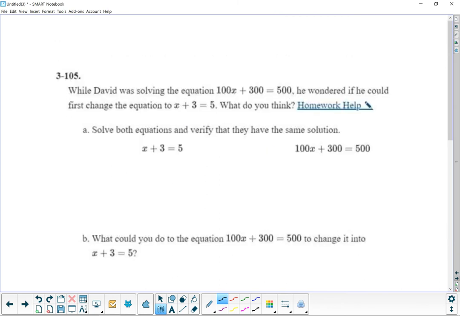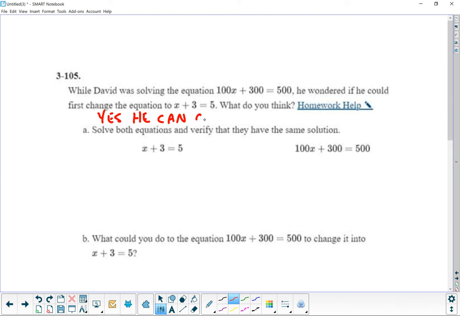Okay, 105. While David was solving the equation 100x plus 300 equals 500, he wondered if he could first change the equation to x plus 3 equals 5. What do you think? Well, you know what I think. Of course he could. So, what do you think? I'm going to say yes, he can.